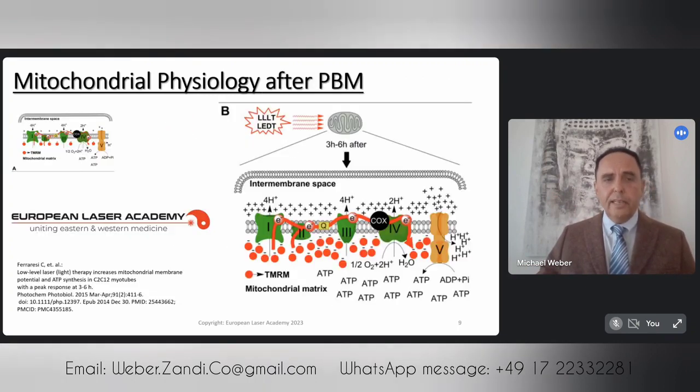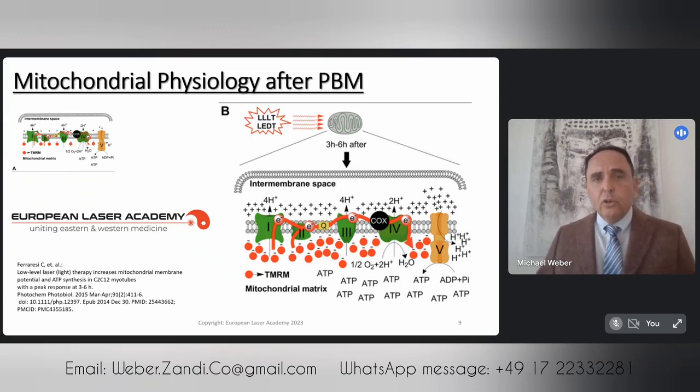So we irradiate with the laser. In this study, they checked after 3 to 6 hours. They used either classical low-level laser or light-emitting diodes, special high-quality diodes with a rather narrow spectrum as well. They are not coherent, but they had clinically the same effect. As you see, on the one hand we have a much higher amount of electrons that flow through the intermembrane space, and in the end we have a booster for ATP production.